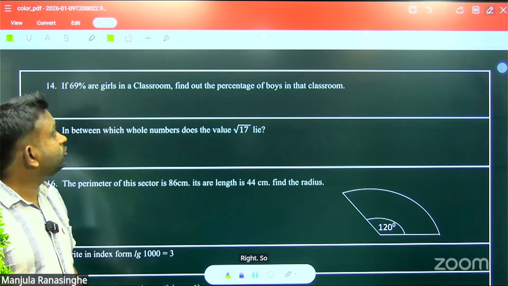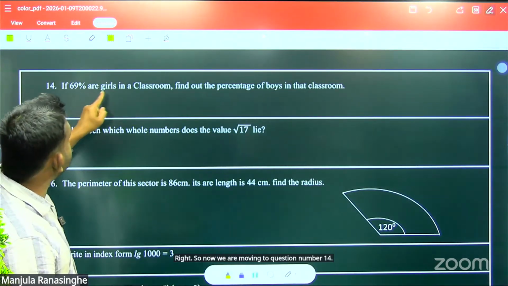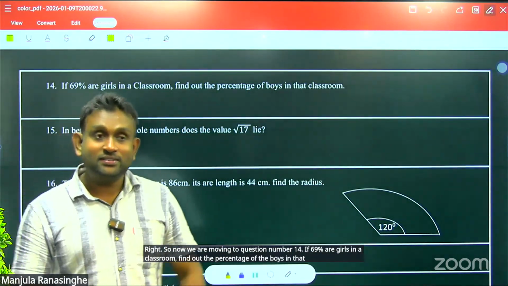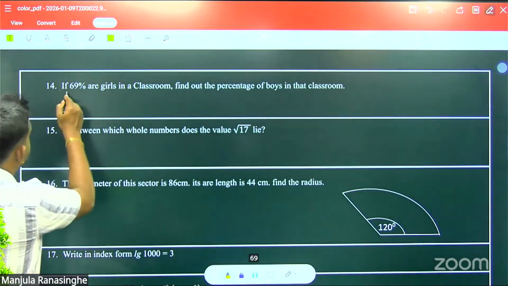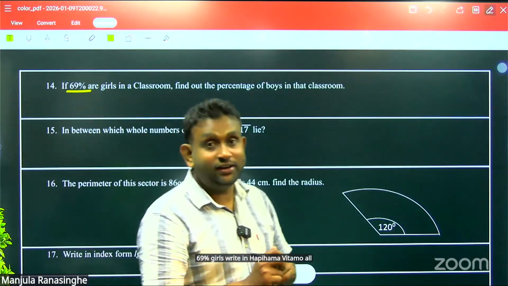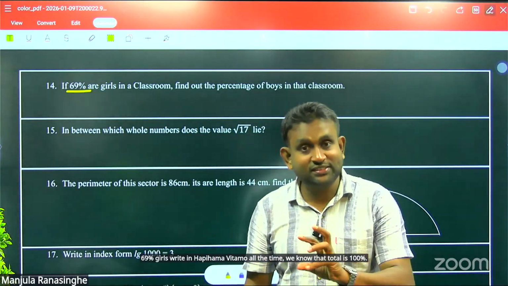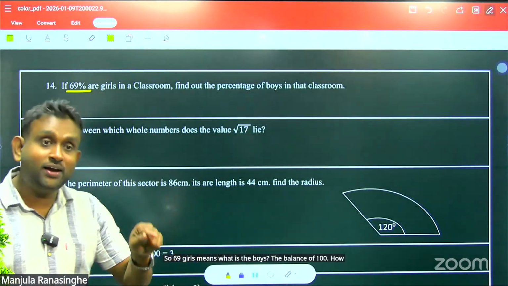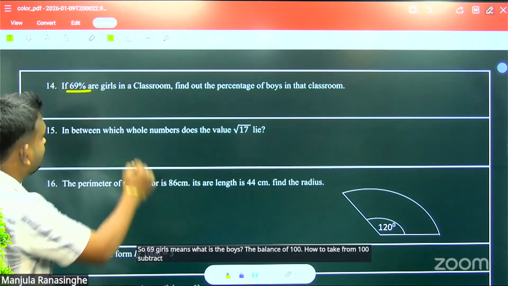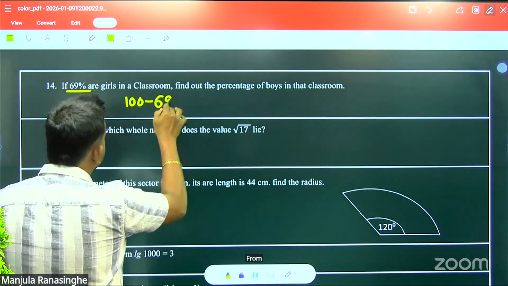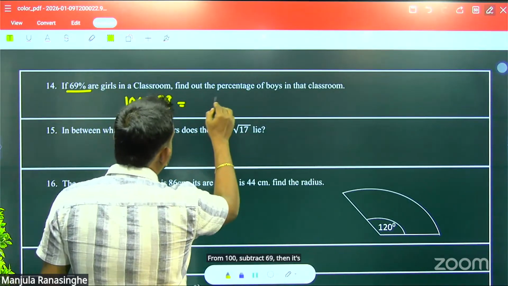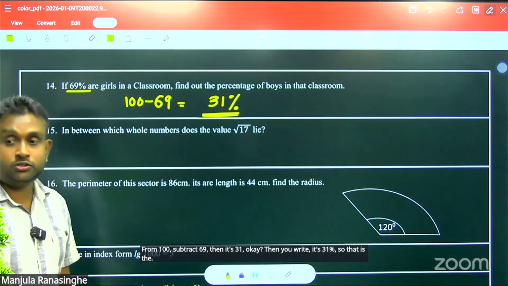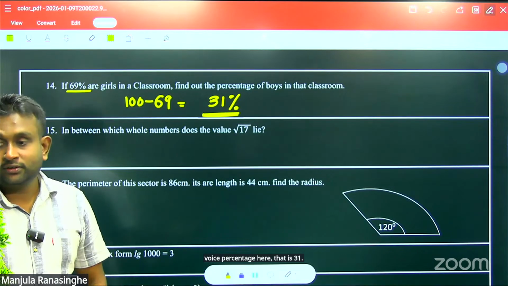Right. So now we are moving to question number 14. If 69% are girls in a classroom, find the percentage of boys in that classroom. 69% girls, right? All the time we know that the total is 100%. So if 69 is girls, what is the boys? The balance of 100. From 100 subtract 69, then it's 31. Then you write 31%. So that is the boys percentage here.